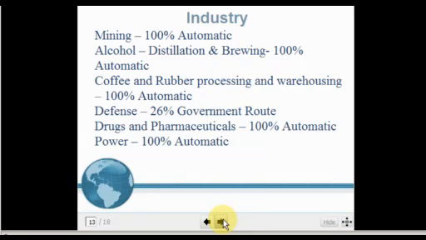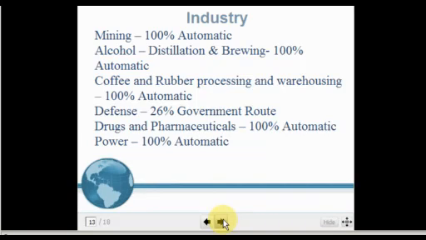Now, as far as industry is concerned, the cap for mining is 100%. So any person who is interested in mining activities in India, they are most welcome. Alcohol distillation and brewing: the government has permitted anyone to enter this industry without any limits and caps. Coffee and rubber processing and warehousing, they are also 100% automatic route, and defense only 26% through the prescribed government route. So there is a restriction here.